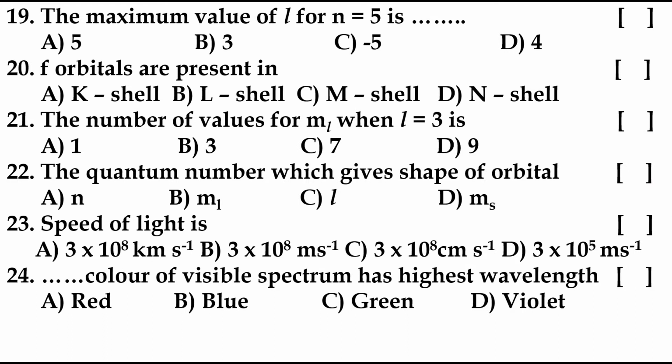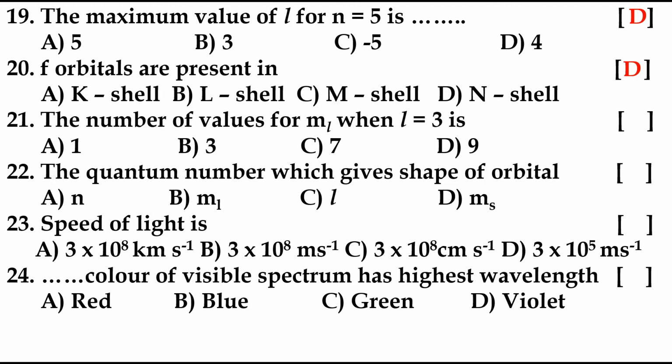19. The maximum value of l for n equal to 5 is dash. A, 5. B, 3. C, -5. D, 4. Answer is option D, 4. l is equal to n minus 1, that is the formula. 20. f orbitals are present in dash shell. A, K shell. B, L shell. C, M shell. D, N shell. Answer is option D, N shell.